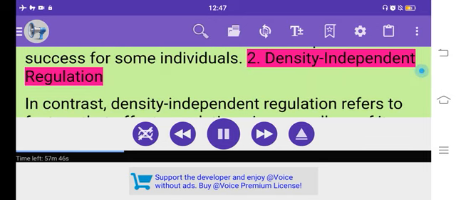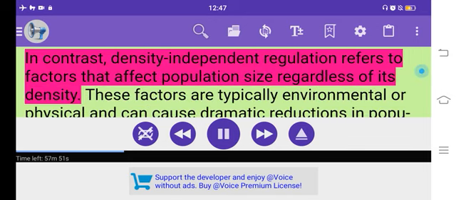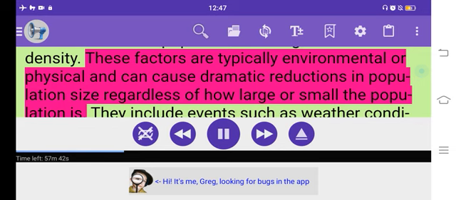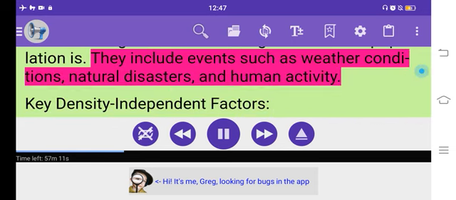2. Density-independent regulation. In contrast, density-independent regulation refers to factors that affect population size regardless of its density. These factors are typically environmental or physical and can cause dramatic reductions in population size regardless of how large or small the population is. They include events such as weather conditions, natural disasters, and human activity.